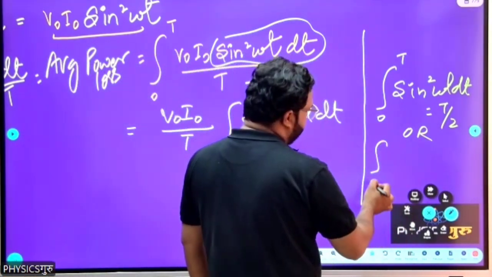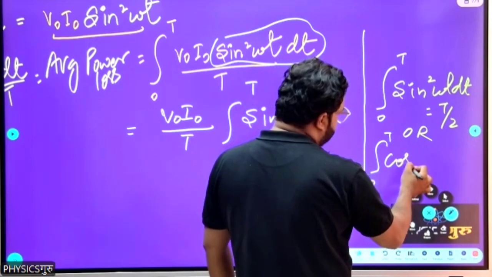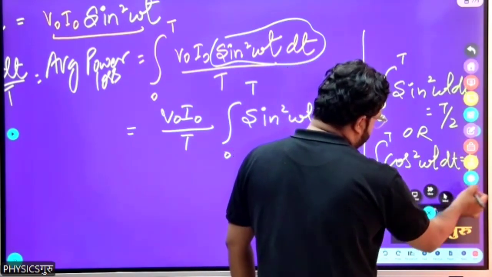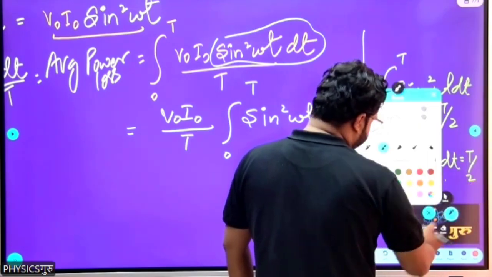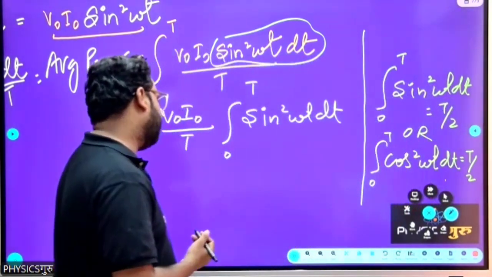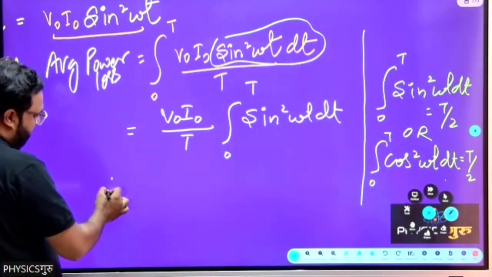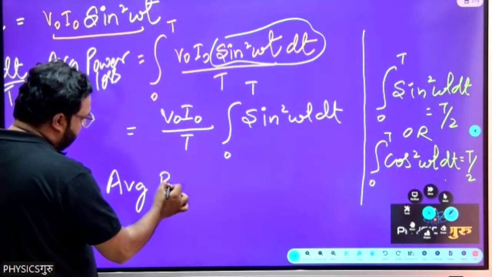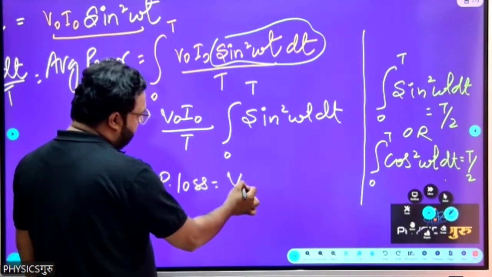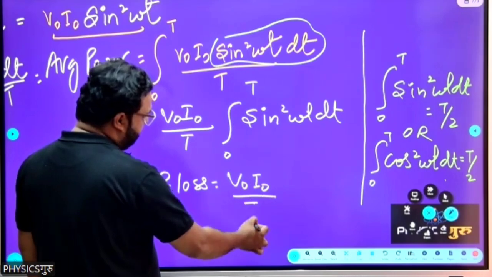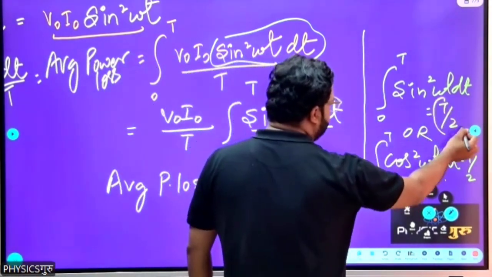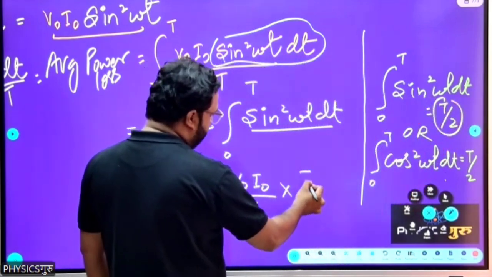The integration from 0 to T of cos square omega t dt is also T by 2. So we'll use this result here. Average power loss is nothing but V naught I naught by T, and the integration from 0 to T of sine square omega t dt is nothing but T by 2. Just put the value T by 2 here.